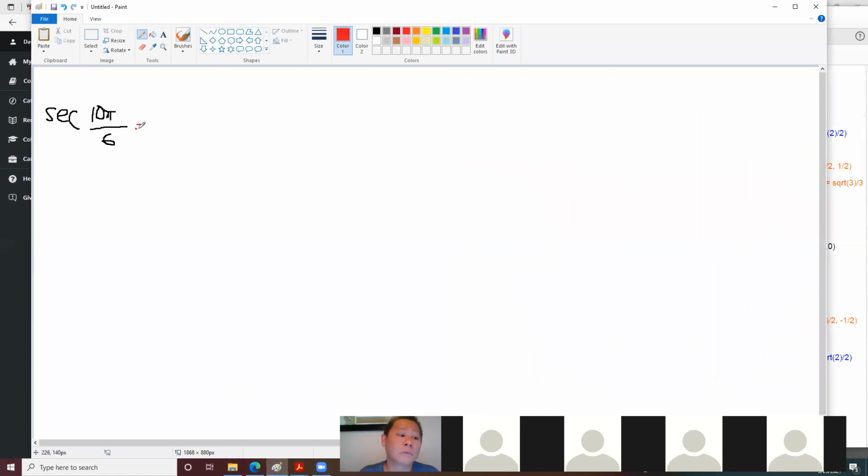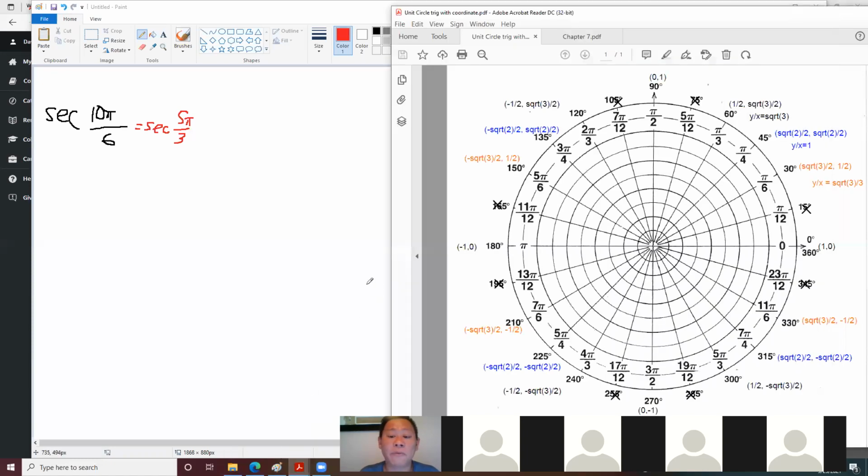Sure. 5/3. Yep, so this is 5 pi over 3. So now you can look at the unit circle here. Do we have 5 pi over 3? We do right here, right? If you don't have the number that you're looking for, it means this angle is over 1 revolution, so you need to either add or subtract 2 pi or 360.